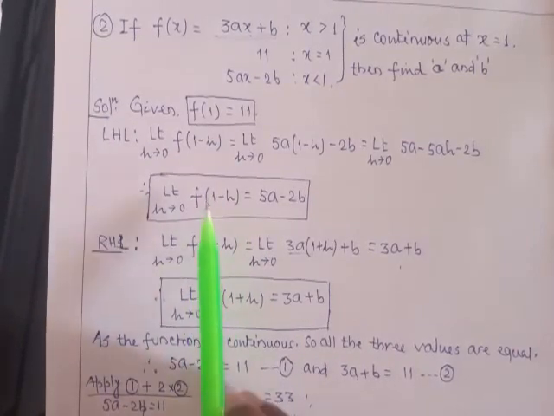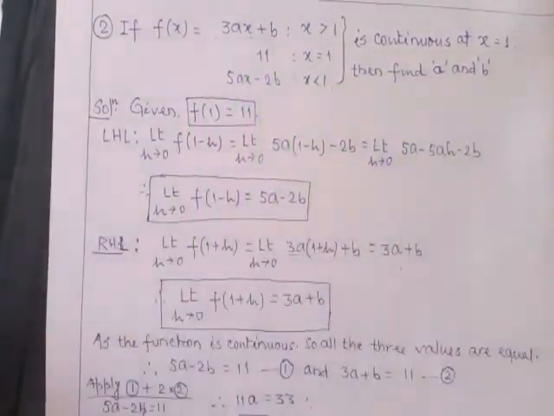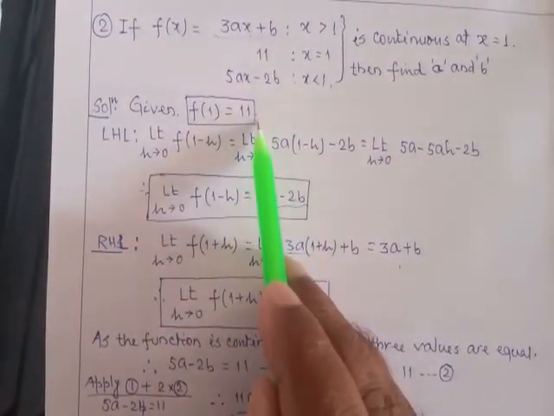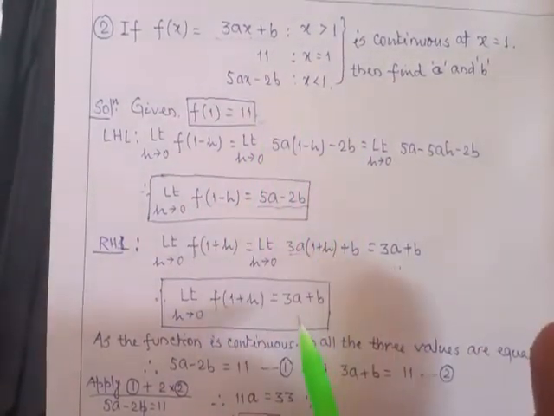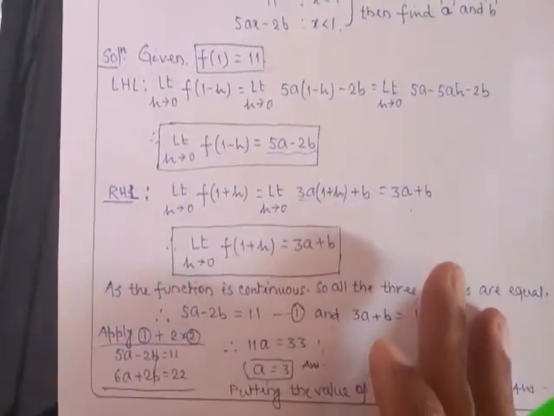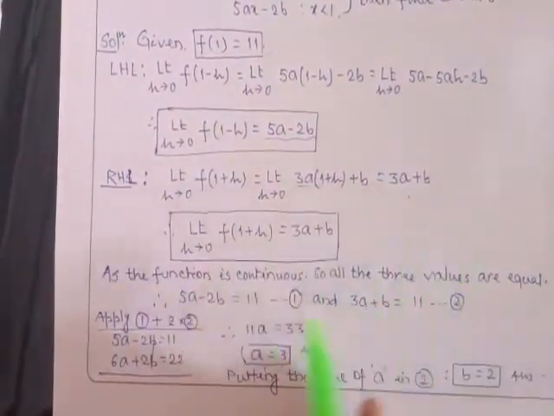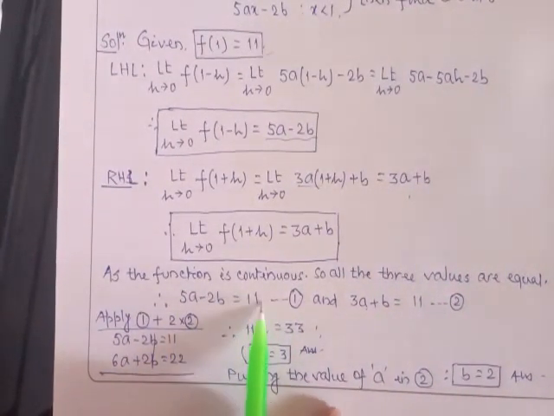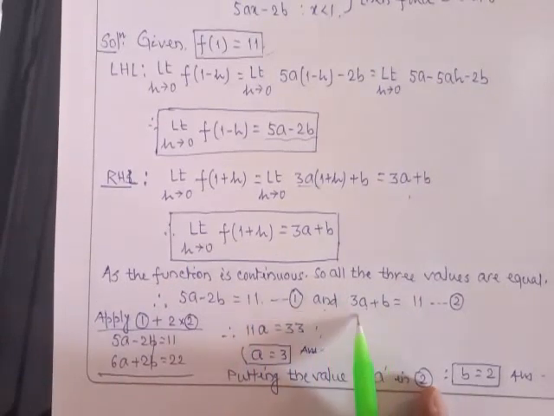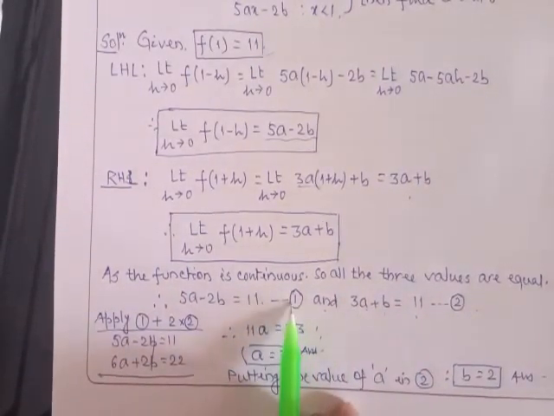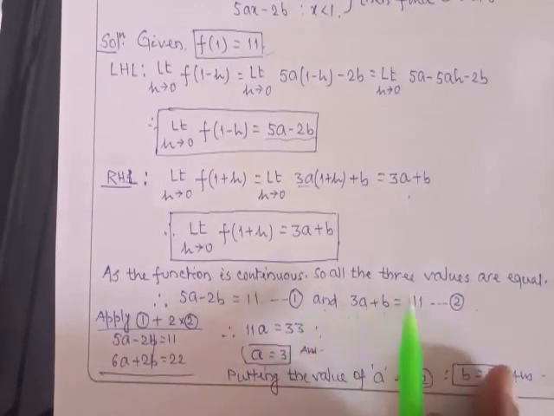So 5a minus 2b should equal 11. Similarly 3a plus b should also equal 11. Use them and frame two equations. One is 5a minus 2b equal to 11 and 3a plus b equal to 11. Consider them as equations 1 and 2 and solve them as linear equations.